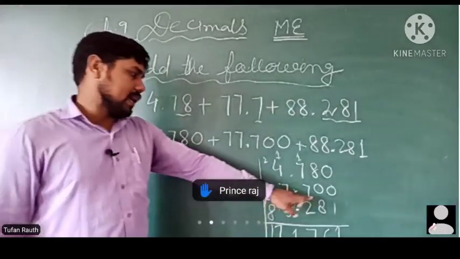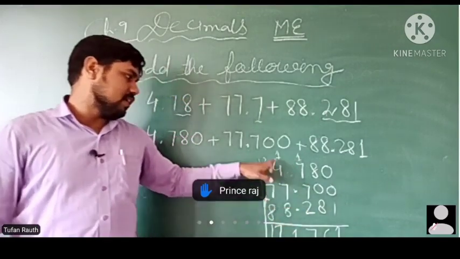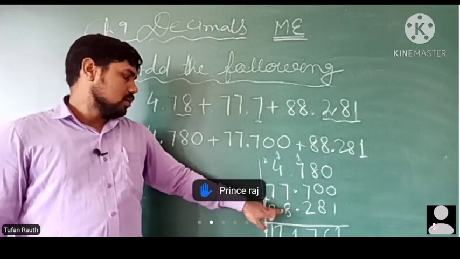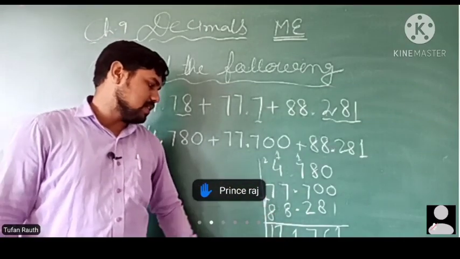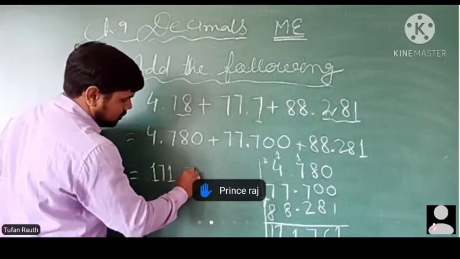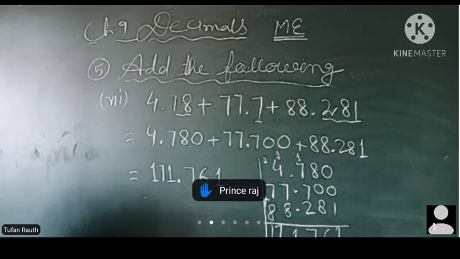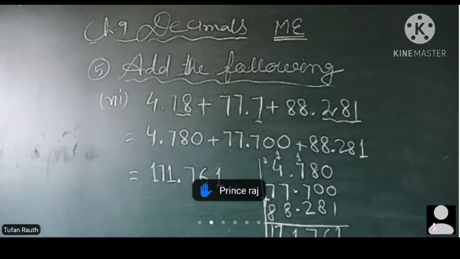Let's do a cross check. 1, 8 plus 8 is 16, 6, 1 carry. 8, 8 plus 2 is 10, plus 7 is 17, 7, 1 carry. 5, 5 plus 7 is 13. 13 plus 8 is 21. So 1, 2 carry, 7 plus 2 is 9, 9 plus 8 is 17. So 171.761. This is the required sum. Okay. Now is the board visible properly or not?